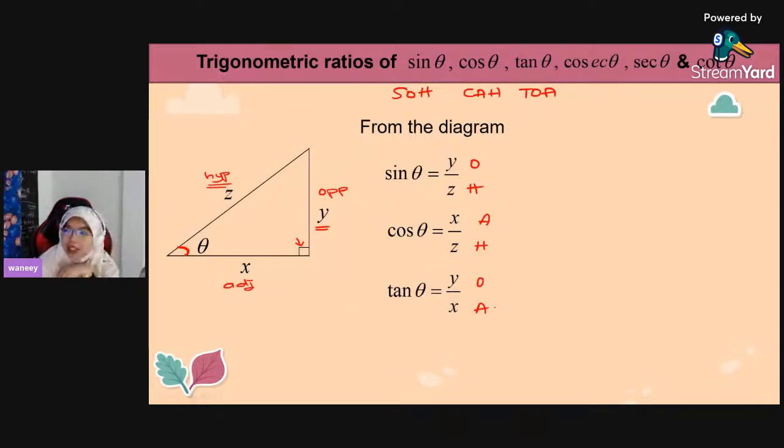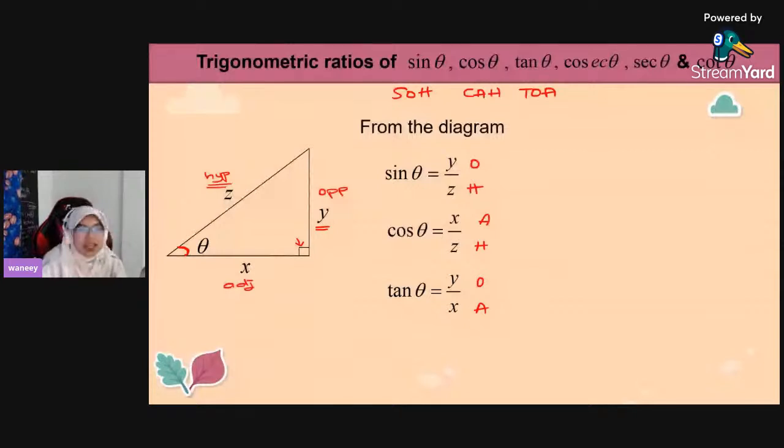Have you ever heard of them before? So what is cosecant, or how do you want to memorize them?